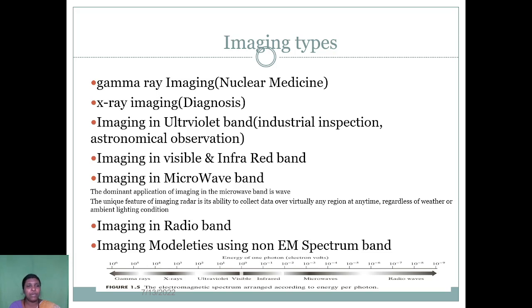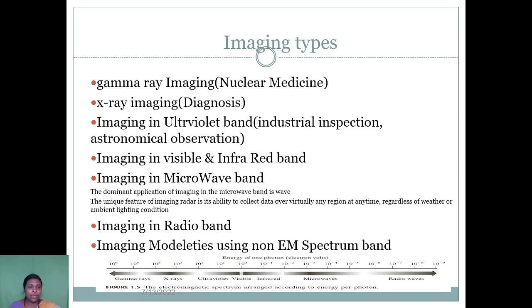The next one is imaging in the ultraviolet band, that is industrial inspection, astronomical observation. Next one, imaging in the visible and infrared band. The next one, imaging in the microwave band. The dominant application for imaging in the microwave band is radar. The unique feature of imaging radar is its ability to collect data over virtually any region at any time, regardless of weather or ambient lighting condition.